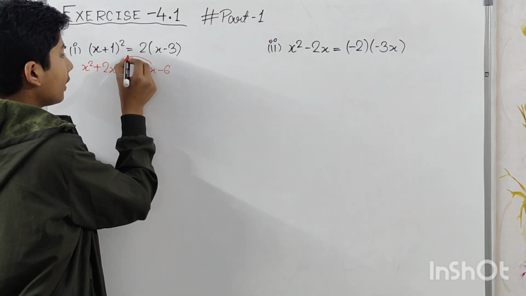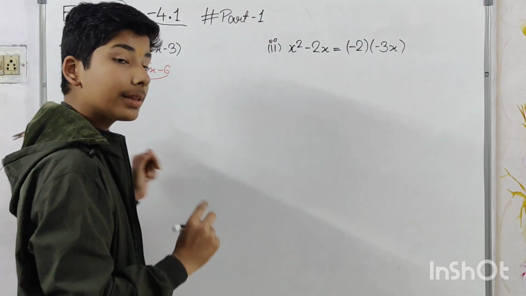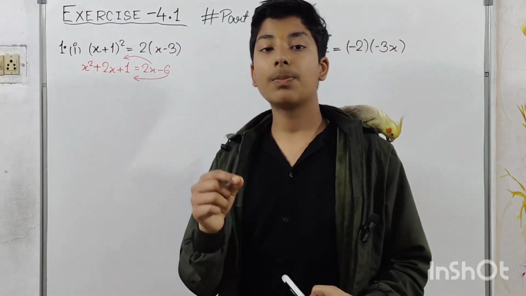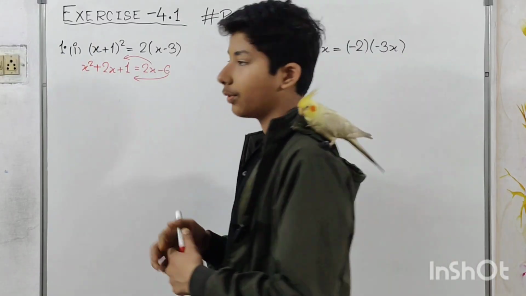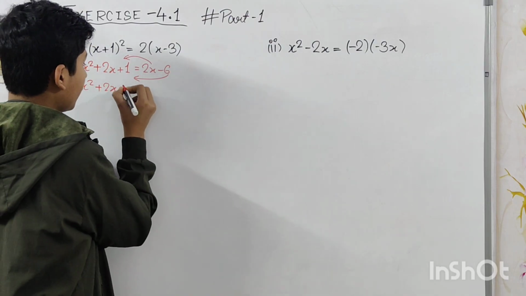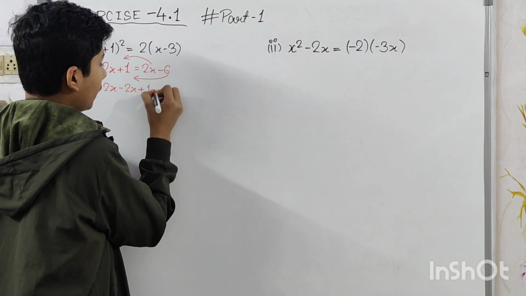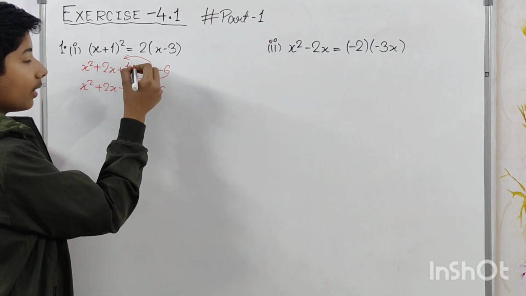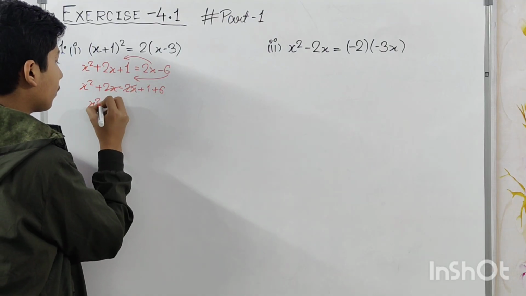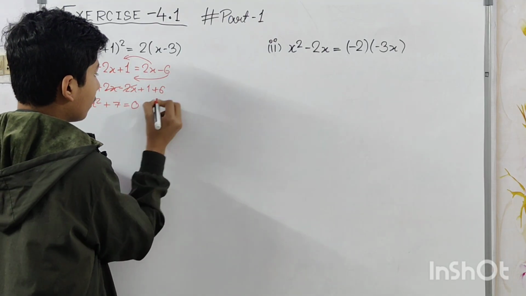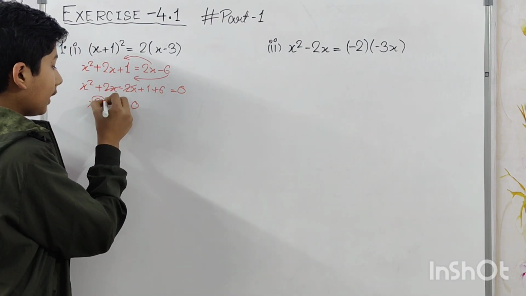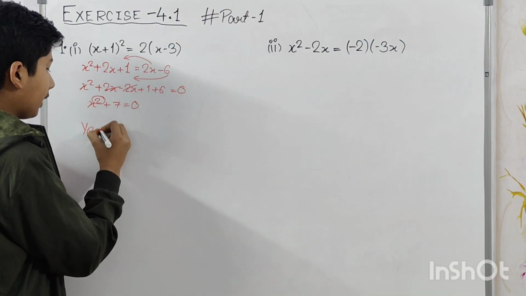When you send this to that side and this also to that side, because the standard form of a quadratic equation is ax square plus bx plus c equals 0, where a is not equal to 0. So let's send this. So x square plus 2x minus 2x plus 1 plus 6. This will go that side and its sign will be changed. So 2x minus 2x cancelled. x square plus 7 equal to 0. So when you see this, x square plus 7 is 0 and the degree is 2. So our answer will be yes.